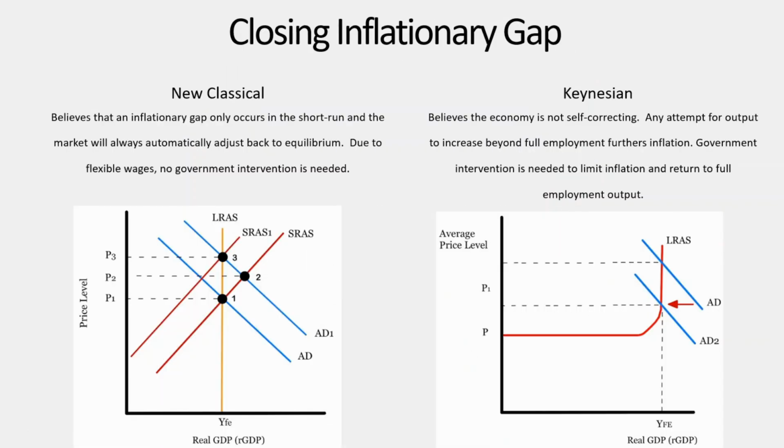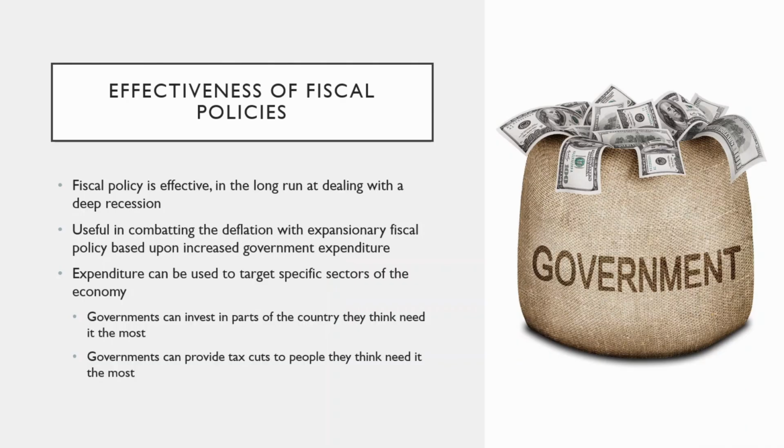Again, neoclassicists believe that the economy is self-correcting, so they do not think it will do anything, while Keynesians do believe that you can decrease aggregate demand to decrease the price level. Fiscal policy is effective in the long run as it deals with deep recessions. It's useful in combating deflation with expansionary fiscal policy based upon increasing government expenditure. It can be used to target specific sectors of the economy. The government can invest in parts of the country which they think need it most, and they could provide tax cuts to people they think need it the most.